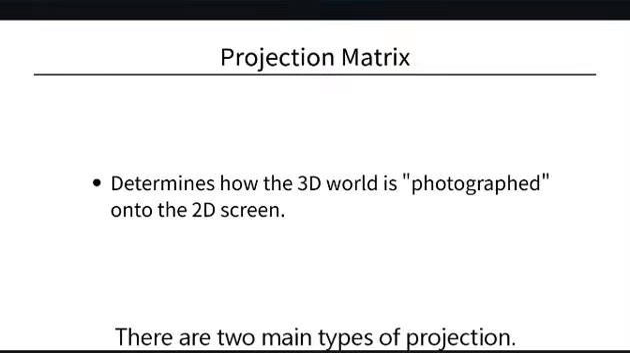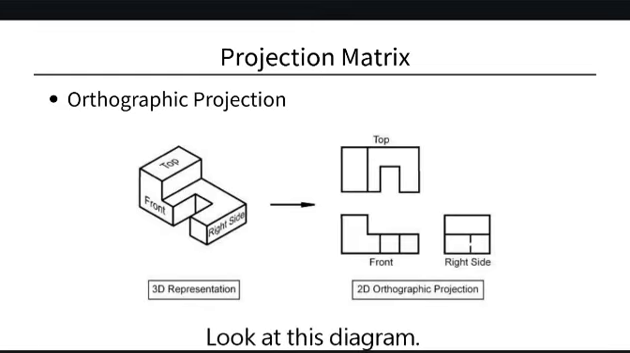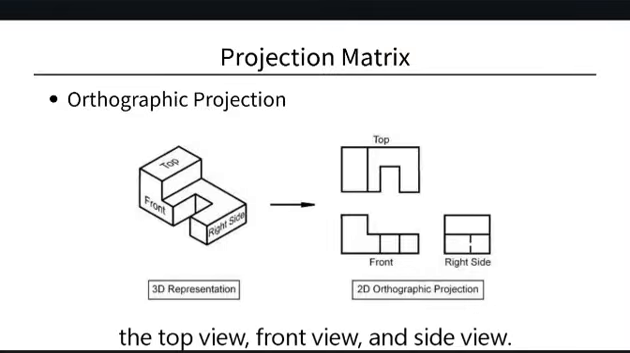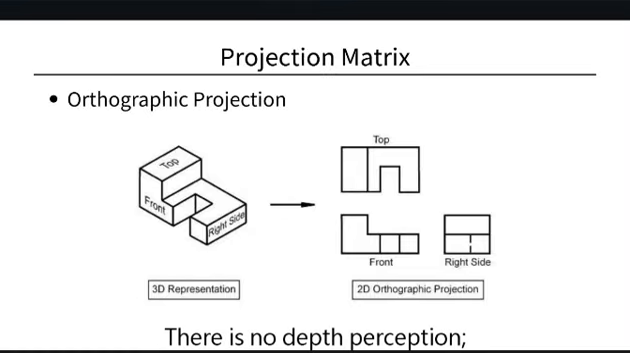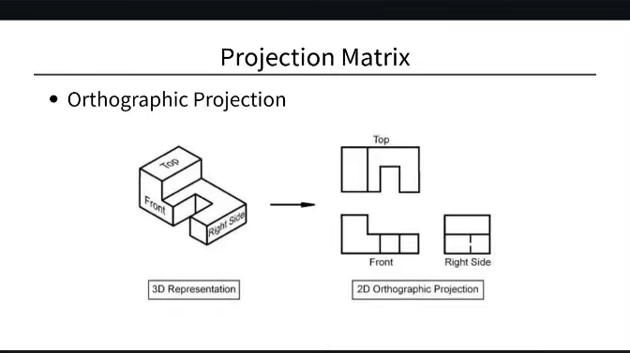There are two main types of projection. Let's look at it on this image. The first type is orthographic projection. Look at this diagram. This is what you see in engineering drawing or CAD software: the top view, front view, and side view. Its main feature is that objects look the same size no matter how far away they are. There is no depth perception. Things don't get smaller as they get farther.